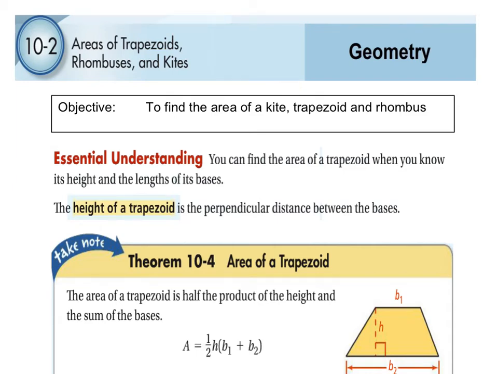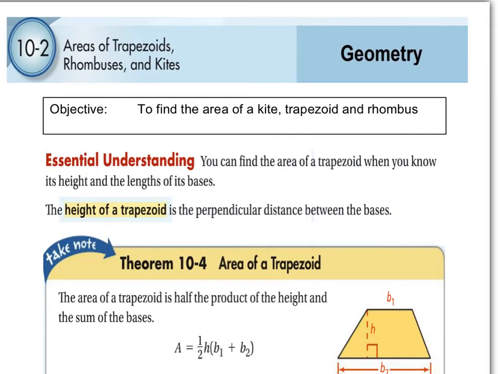This is the introduction to section 10.2, part 1, where we're going to talk about the area of trapezoids. Part 2 we'll talk about kites and rhombuses. But for part 1 we're going to talk about finding the area of trapezoids.